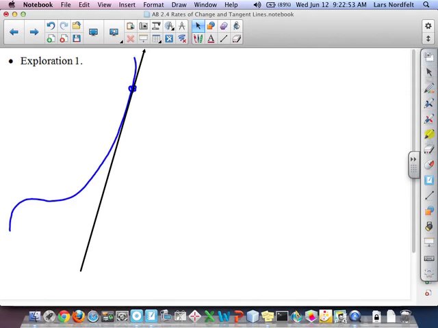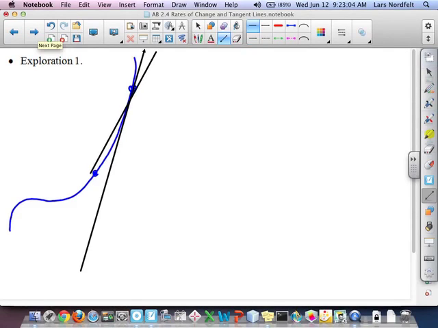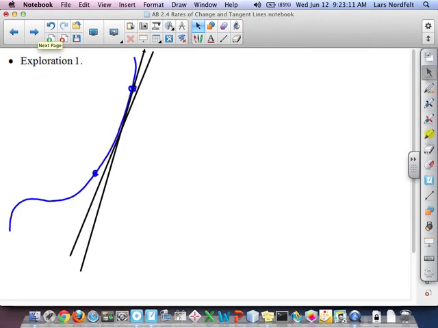Now, in the last example, we took another point down here somewhere, and we found the slope of this line, this secant line, that should have gone through those 2 points. Right? Now the slope of that line, it's pretty close to the slope of the tangent line. Right?